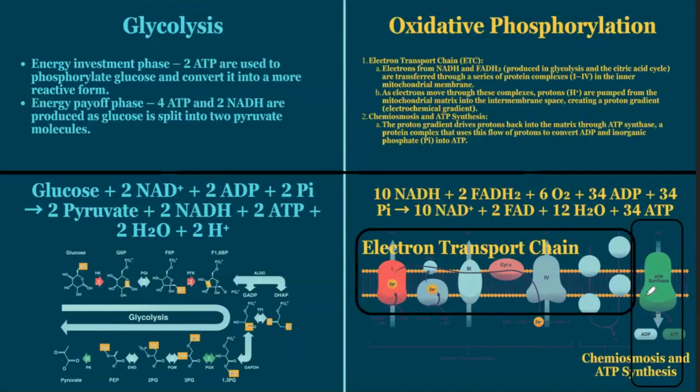So chemiosmosis and ATP synthase after the electron transport chain allows us to produce a lot of ATP. In fact, 34, sometimes 36 in textbooks. So you want to understand some things when we're talking about glycolysis and oxidative phosphorylation. These are very complex processes, but the goal is actually very simple. It's to produce a lot of ATP.